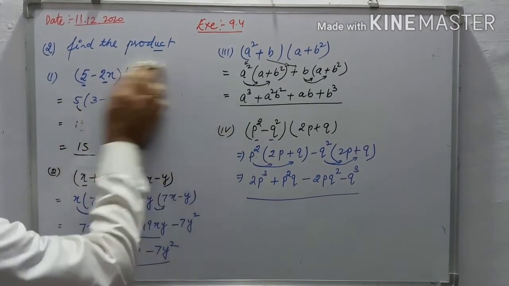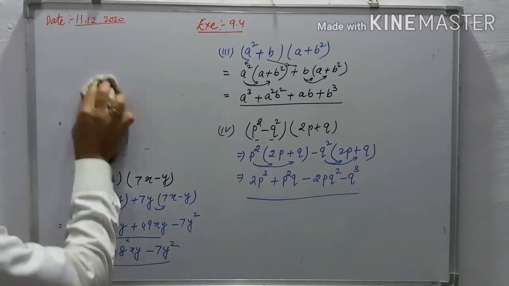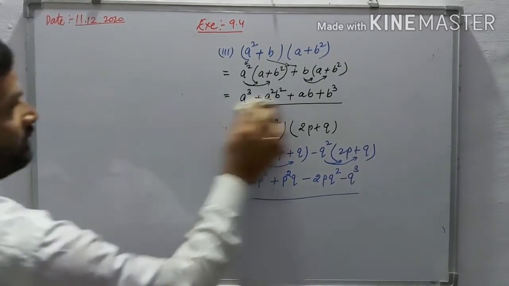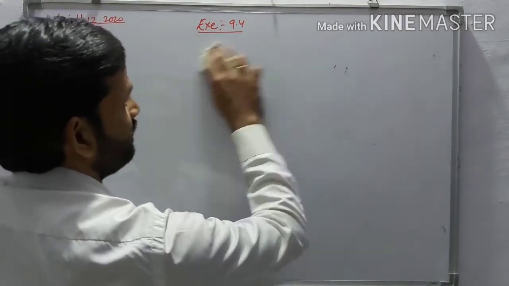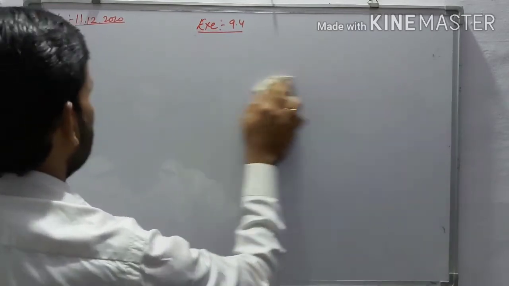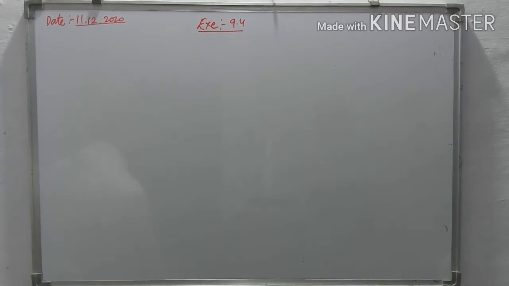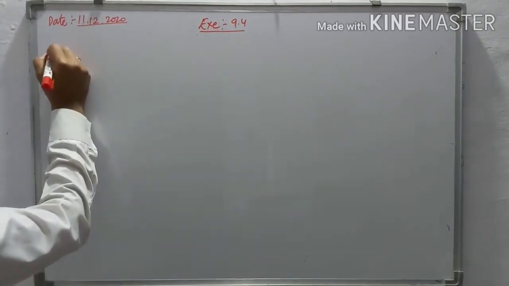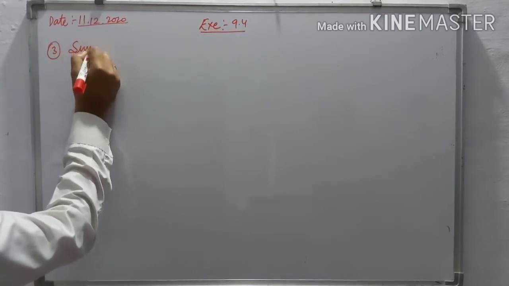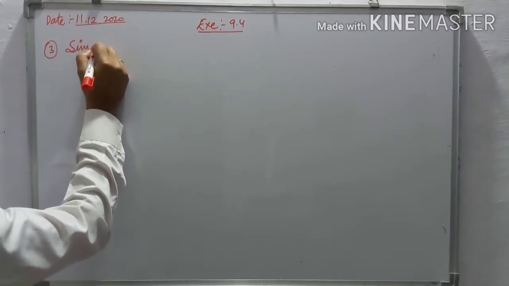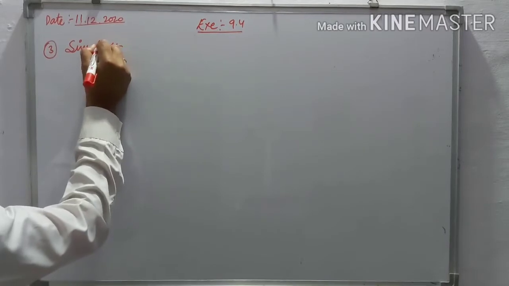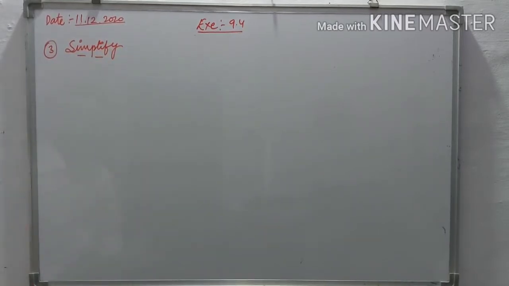Now simplify the third question. Start the third question. The simple method is one term to the second bracket and the second bracket to the one bracket. Simplify means you solve according to the sign: a subtraction sign, you subtract; a multiplication sign, you multiply; a divide sign, you divide.